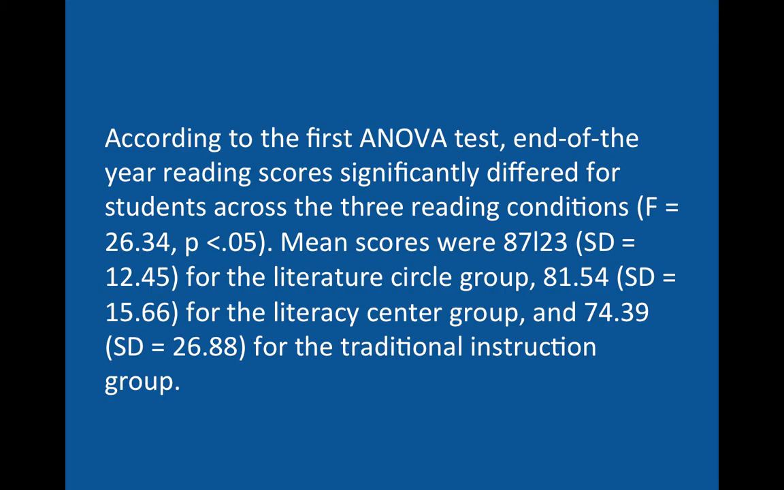Now, you may get to the end of that and think, okay, well, I don't know what that means. And you know what? That's okay. Focus on what you do know. Okay, so we know that in this research study, the students were broken up into 3 groups. And the group that had the Literature Circle as their treatment, their score was 87.23. The Literacy Center group, their score was 81.54. And the Traditional Instruction group, their score was 74.39. So we know the Literature Circle group scored the highest, and we know the Traditional Instruction group scored the lowest. That's the basic information.